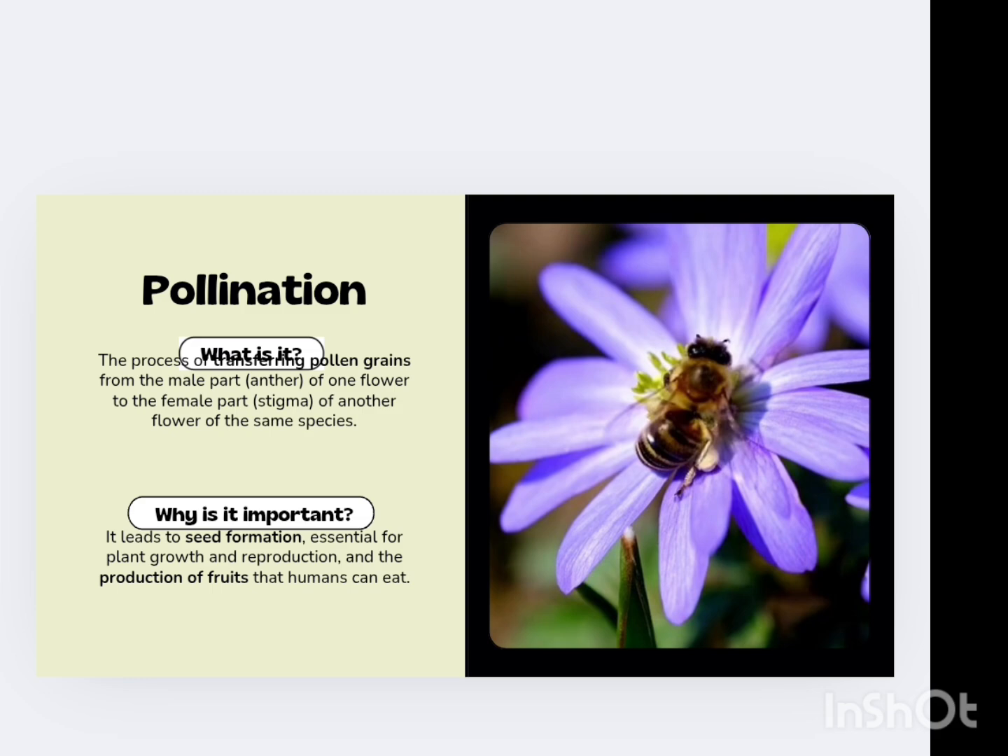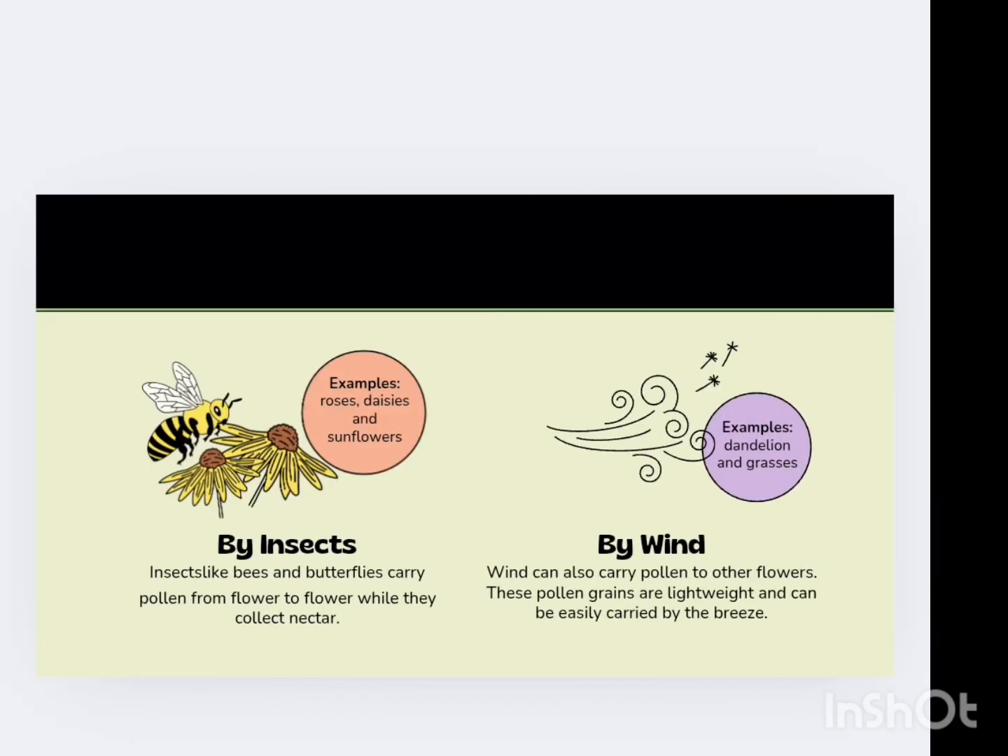It can be self-pollination or cross-pollination. Self-pollination occurs when the anther's pollen sticks on the stigma of the same flower or another flower of the same plant. Cross-pollination occurs when the pollen of one flower goes with the pollinators and sticks onto the flower of another plant. It can be through insects, wind, or water.